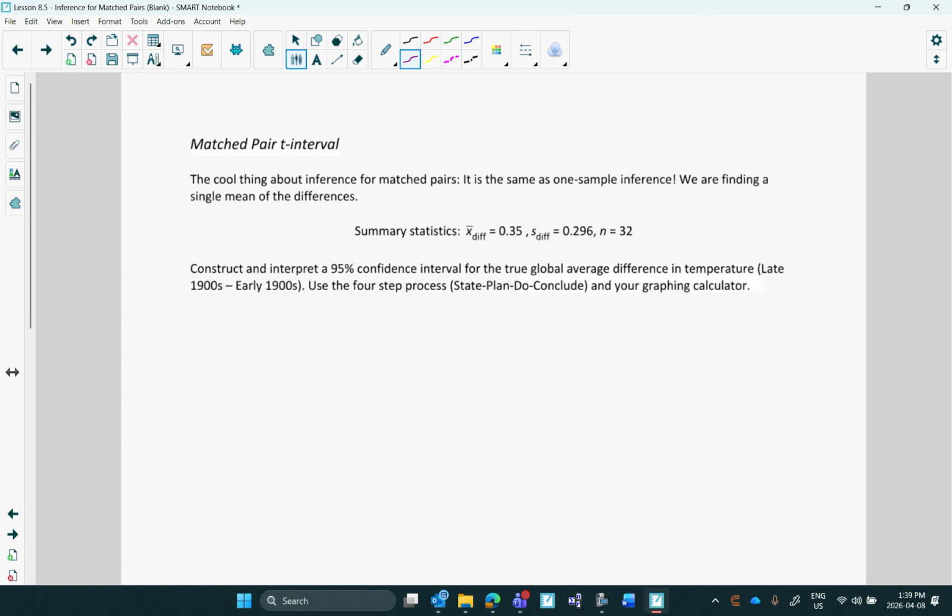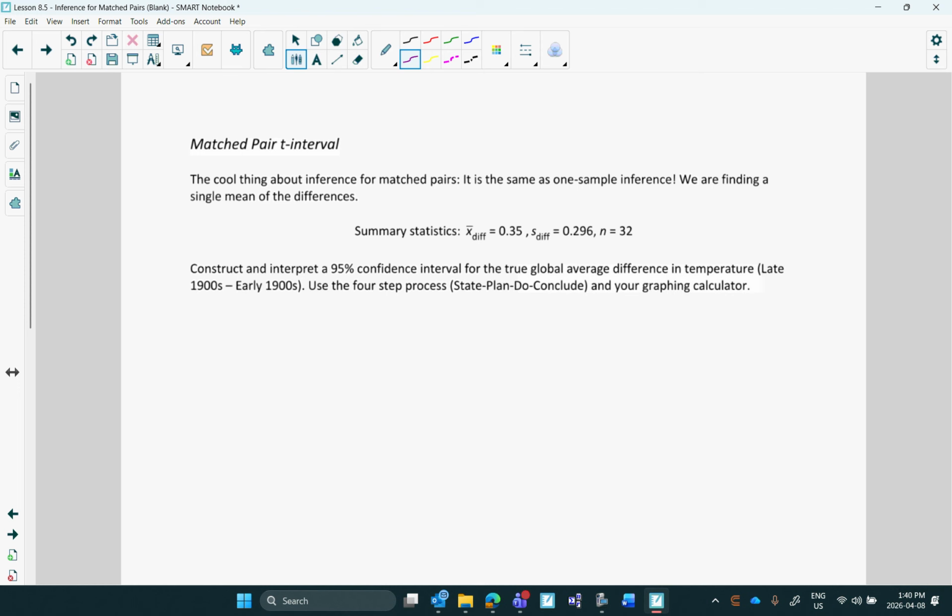Here's where we can actually do some statistics with it. We can do what's called a matched pair T interval. Remember, T interval because we're dealing with mean, right? Z interval was proportions. Or we can do a matched pair T test, either one, and it'll give us different information, but the same conclusion.